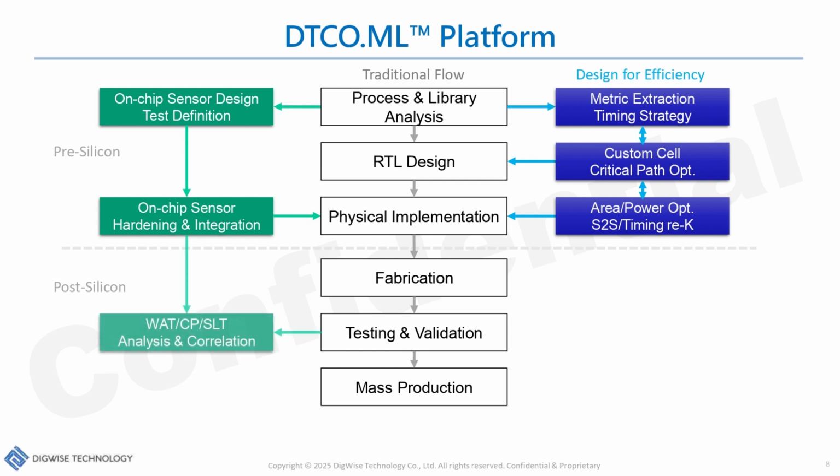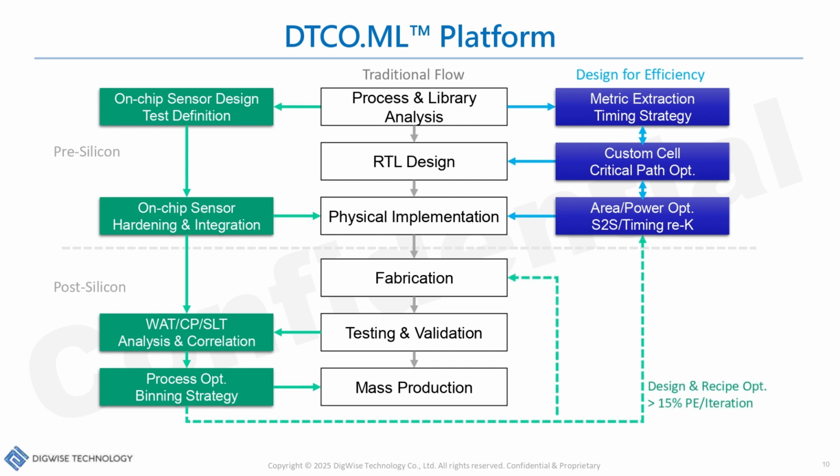During post-silicon analysis, we use machine learning to assess data patterns, monitor chip behavior, automate binning, and feed insights back into the design loop, creating a feedback cycle that can improve performance efficiency by up to 15% per iteration. In other words, both speed and power efficiency improve simultaneously, creating a positive feedback loop.